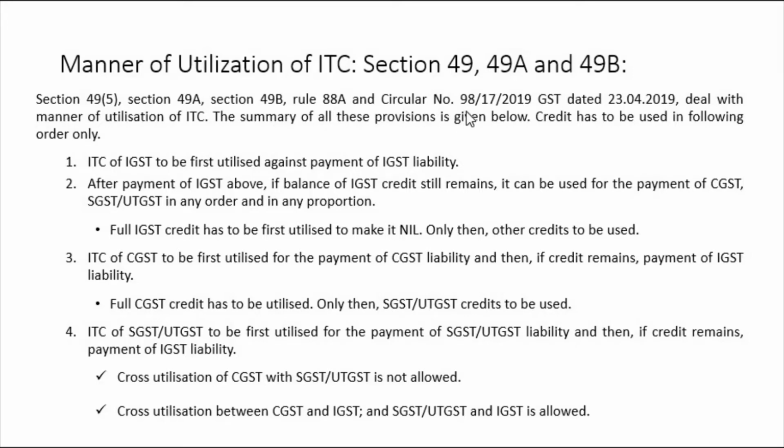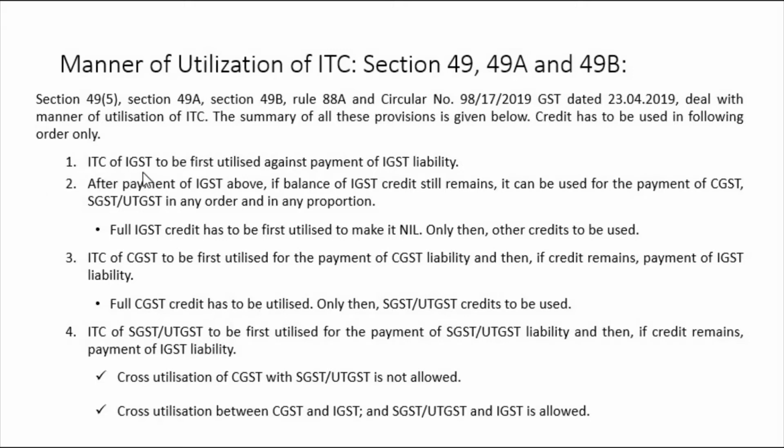And circular number 98/17/2019 on this date deals with the manner of utilization of ITC. The summary of all these provisions is given below. Credit has to be used in the following order only. There is an order given, and this is what we are going to learn, right?